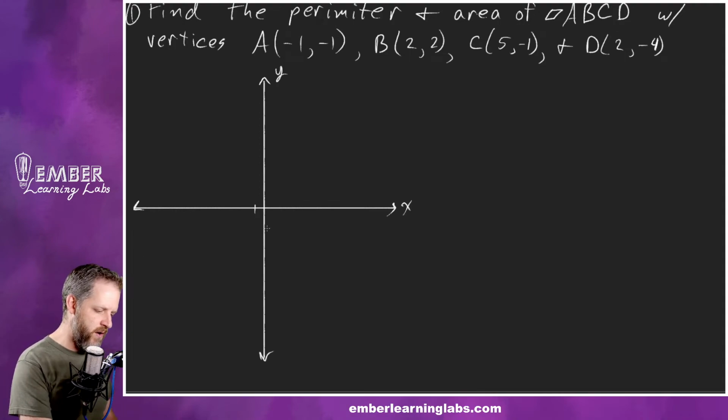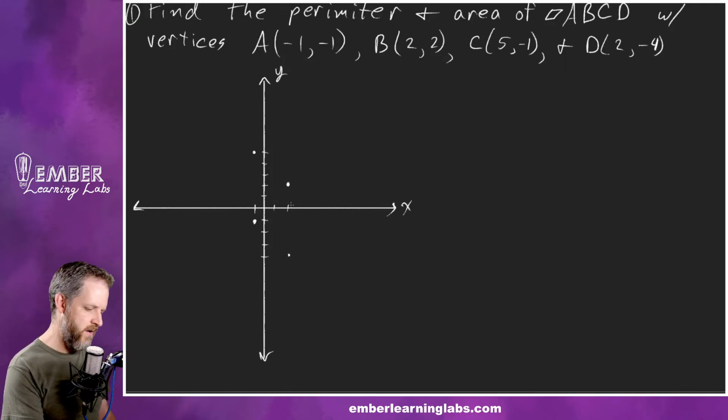So negative 1 is right here. So there's one vertex. And then 2 is about right there. There's another vertex. And then 1, 2, 3, 4, 5. Negative 1 would be a vertex about right there. And then 2, negative 1, 2, 3, 4 would be about right there. Right? So now let me connect my dots and turn this into a quadrilateral.